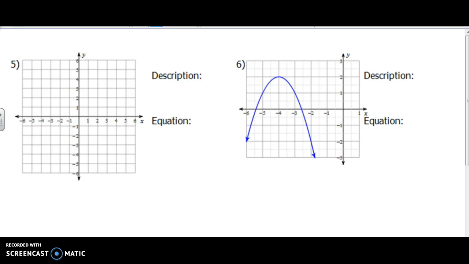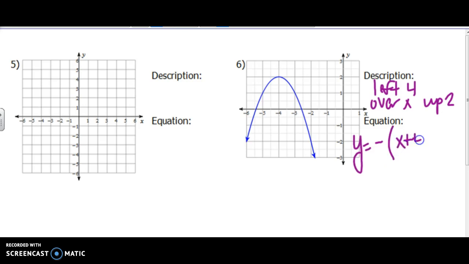Clearly missing a graph here, so I don't really know what's going on with that one. On this one, number 6, it has me going left 4, it's over x, and it's moved up 2. So if I go with my parent function, I have my negative on the outside, it's moving left 4, so that's going to be a plus 4 squared, and then a plus 2. Hopefully that helps. I have no idea what number 5 is.